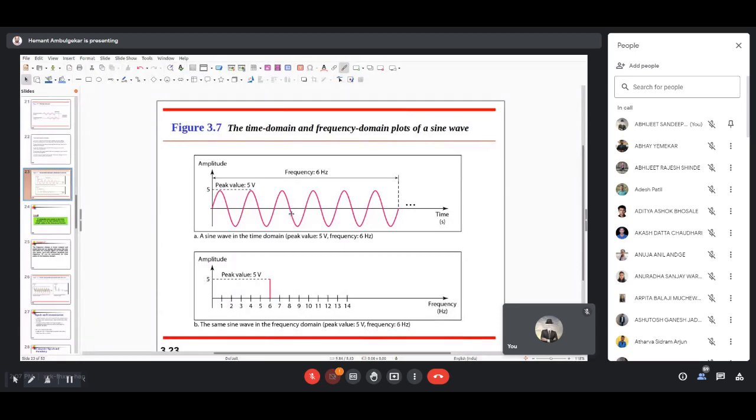Frequency domain plots. The same sine wave. Now look here. Figure A is a representation of a sine wave, and figure B is also a representation of a sine wave. Now look here, the amplitude in figure A is 5 volt, right? Getting the peak value is 5.